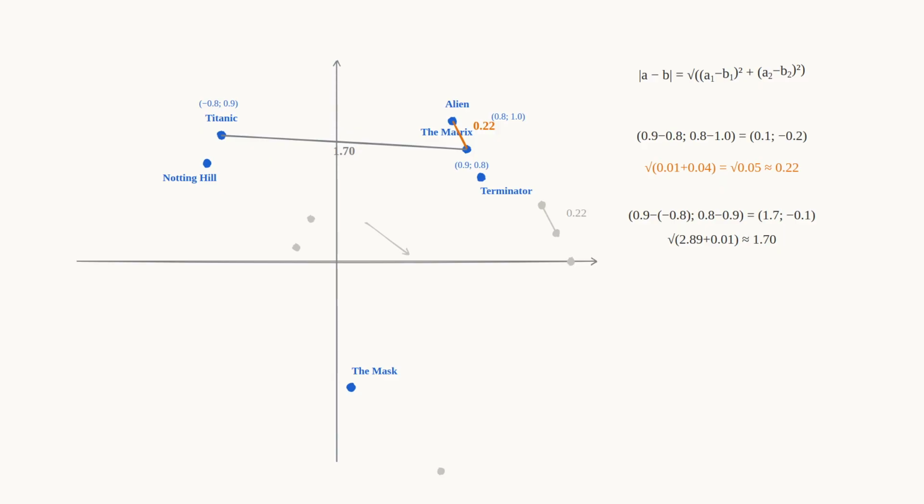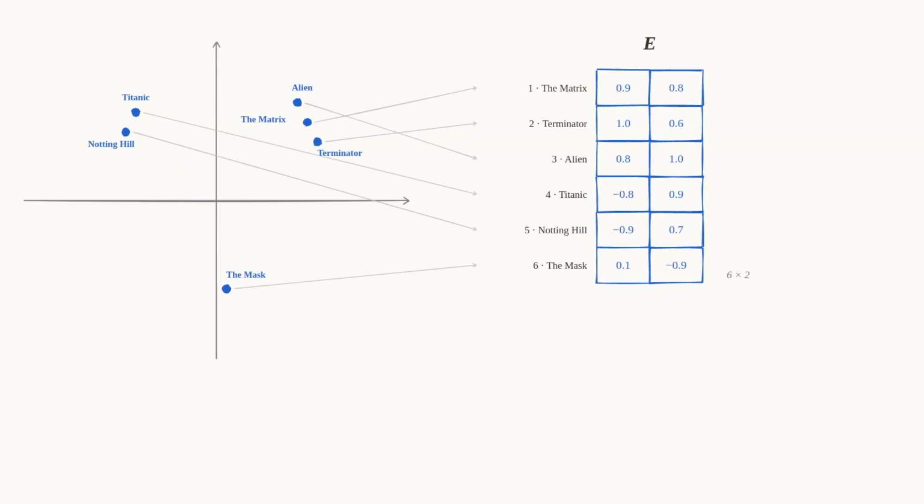What's left is housekeeping. Where do the coordinates of all the films actually live, and how does the model fetch them? Let's collect the coordinates of all the films into one table. Call it the city's atlas. Formally, it's a matrix E of size 6 by 2. 6 rows, 1 per film, 2 columns, 1 per coordinate. Row number 4 holds Titanic's coordinates, minus 0.8, 0.9.